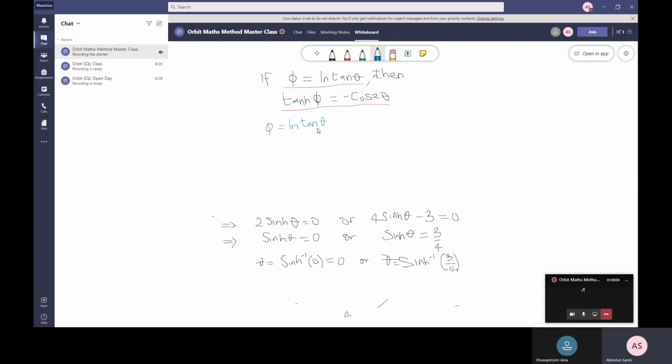Okay, so take the exponent of both sides. We want to remove this ln from here. Are you with me?